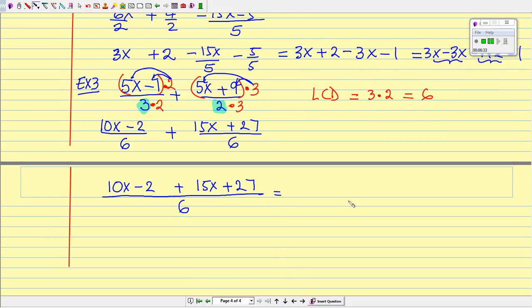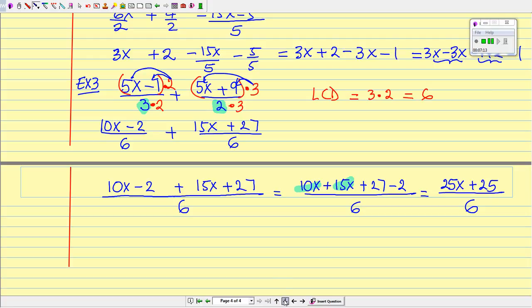So now we can go ahead and combine like terms here. I'm just going to put the 6 in the denominator. First, I move all the like terms together. So the 10x and the 15x together, and then the 27 and the negative 2. And copy the denominator again. So now the 10x and the 15x are like terms, we add them up, so that will give us 25x. And 27 minus 2 also gives us positive 25.